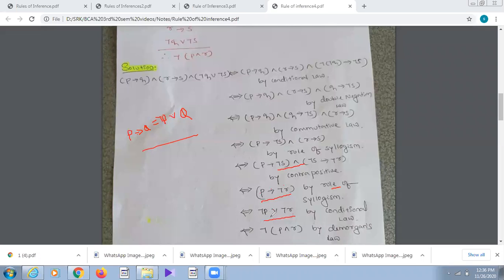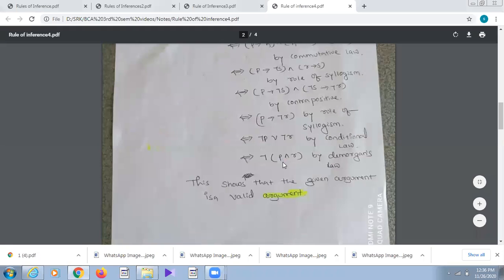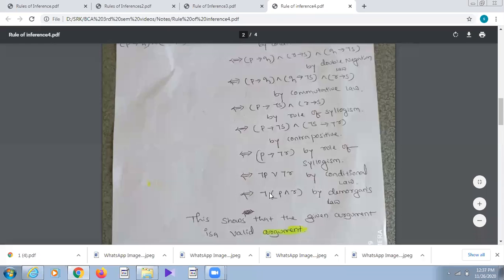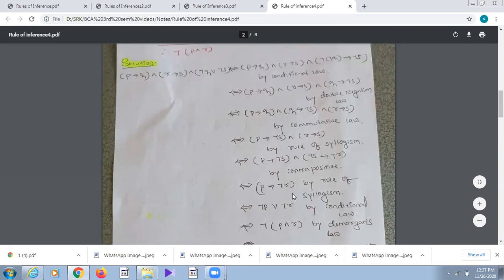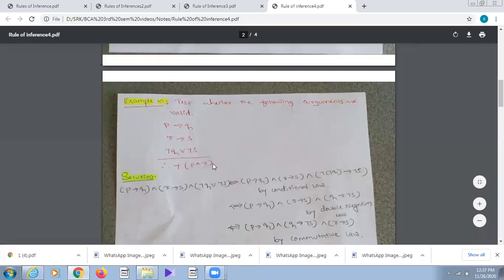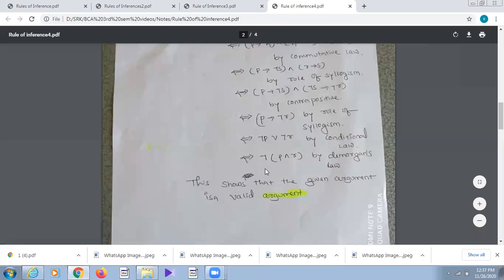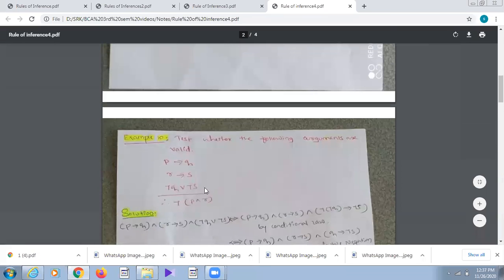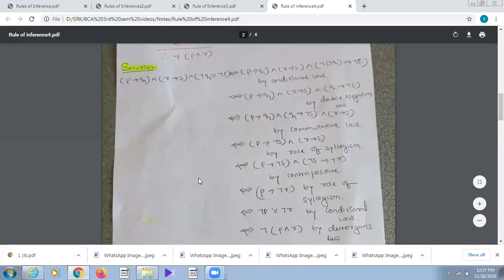Next here negation p or negation r, so apply de Morgan's law. So de Morgan's law, that is negation will be common and p as it is, disjunction will be conjunction, r as it is. So we applied de Morgan's law. After applying de Morgan's law, we got the negation of p conjunction r. So in conclusion, negation of p conjunction r is there. So that's why we say that this particular argument is a valid argument. Okay. So any doubt?